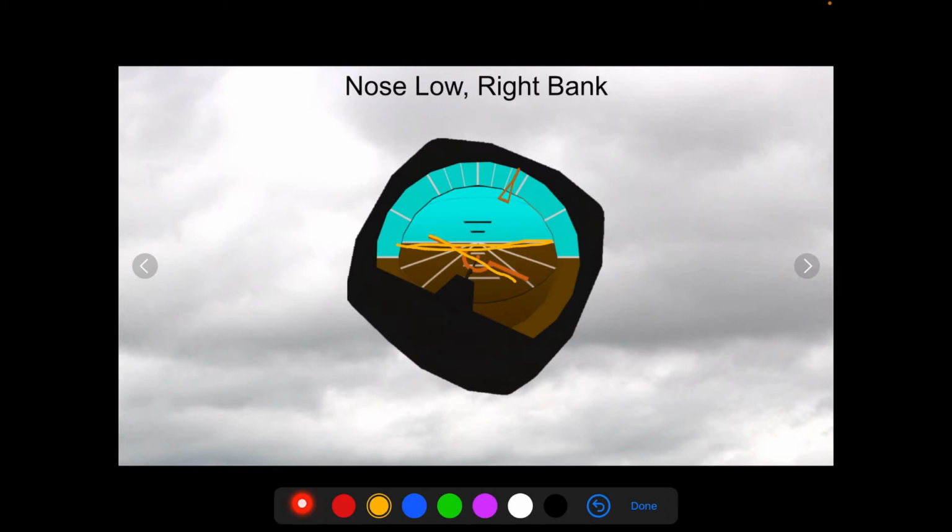So you get the same perspective as if we were looking out the windshield. Here we have our right wing dipped into the ground and our left wing pointed up to the sky. We still have a nose low because the center is in the brown. Brown is the ground. So we have a nose low right bank in this case, so our aircraft would be sort of making a turn like that.